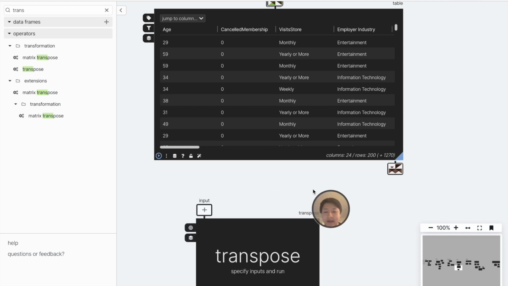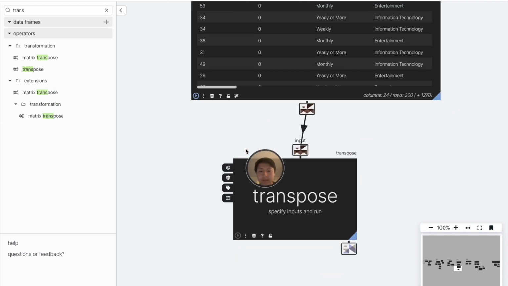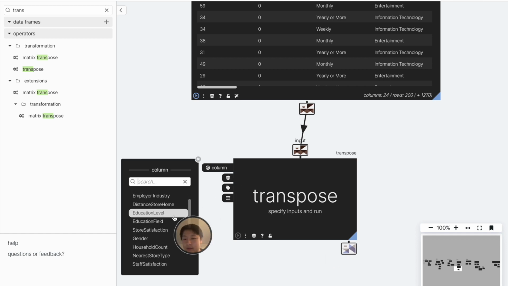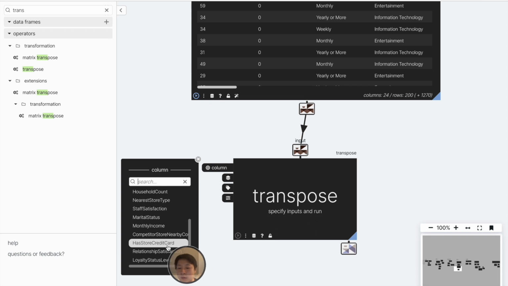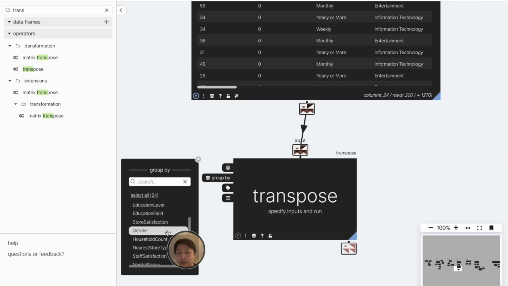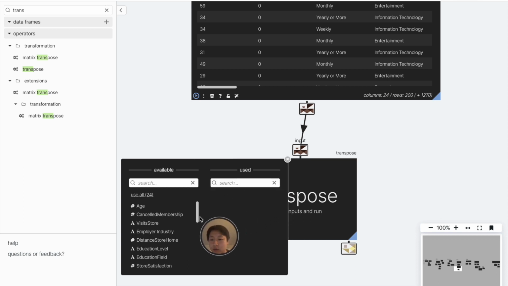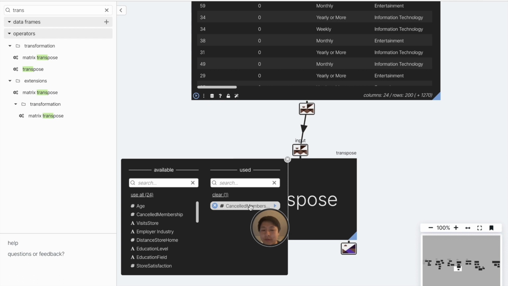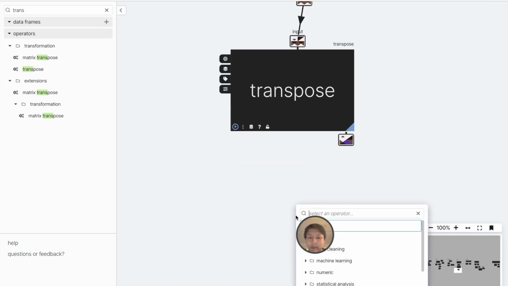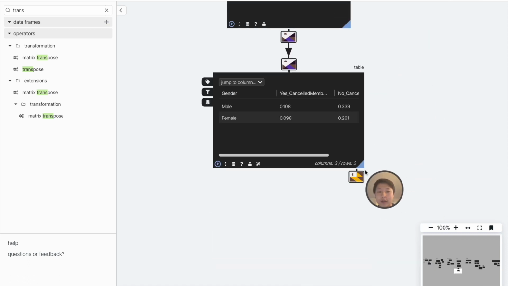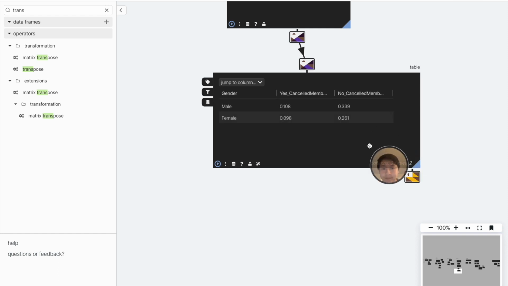I can pivot this data, selecting a column so that each of the participation in credit card program or not has a column. I can break out the rows by the gender, and I can grab the average cancellation of membership for each of these buckets, and that will represent the fraction of people in each bucket that cancel membership or not.